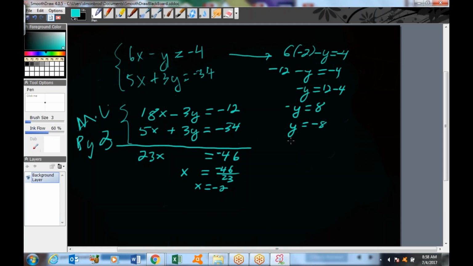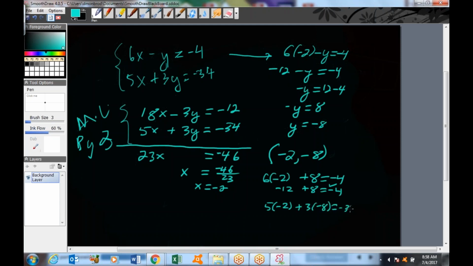Okay, so now I have two parts of my solution, and of course I should go in and check. I know it takes extra time, but let's try this. Negative 12 plus 8 is negative 4. Is that true or false? Yeah, that's negative 12 and 8. That is negative 4. Check. In the second equation, we have 5 times negative 2 plus 3 times negative 8. Does that equal negative 34? Let's see, negative 10 and negative 24. Yeah, that does equal negative 34.